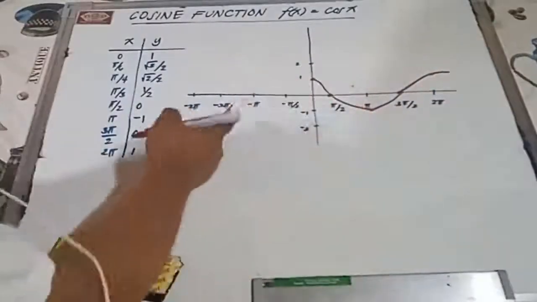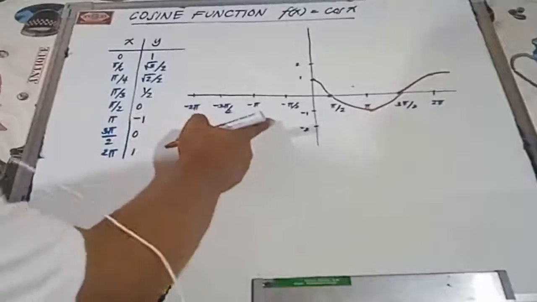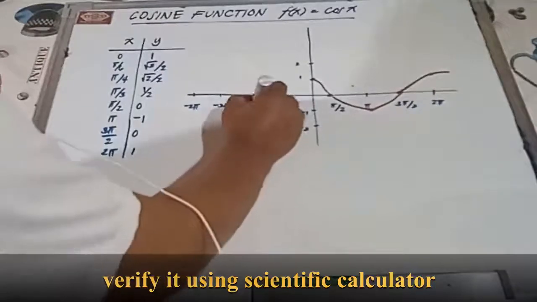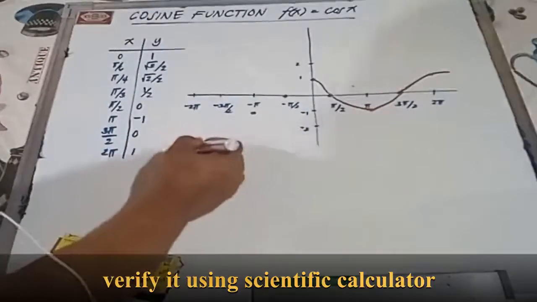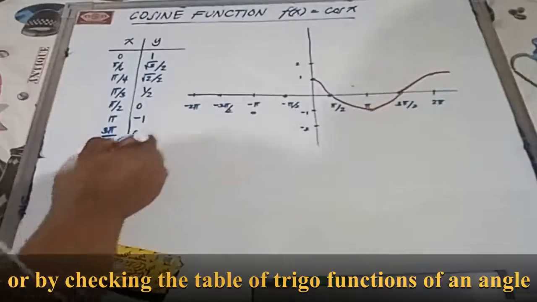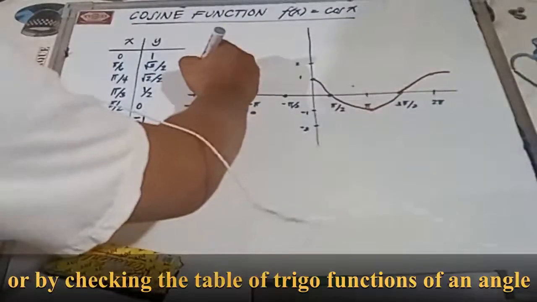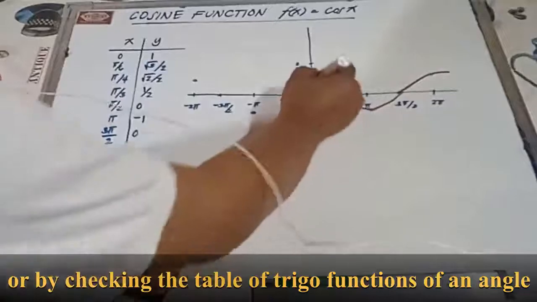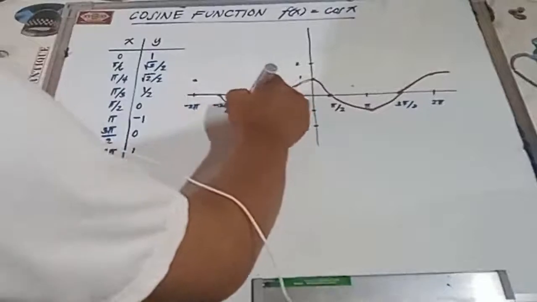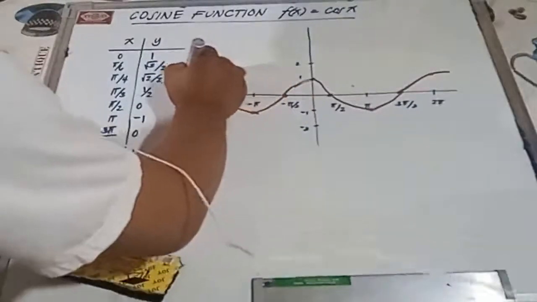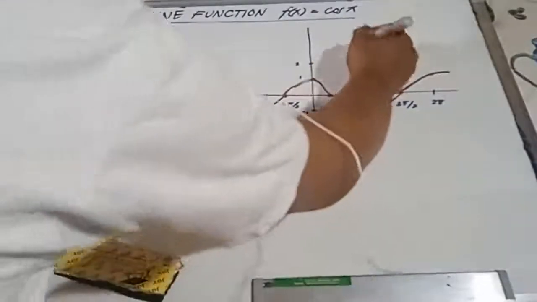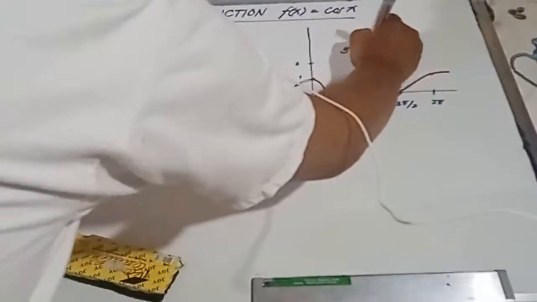So, dito, if x is negative pi over 2, that will be 0. If x is negative pi, that will be negative 1. X is negative 3 pi over 2 is 0. And if x is negative 2 pi, that will be positive 1. Okay? So, pag ganito siya. Okay. So, ito yung graph ng ating function na si y equals cosine x.